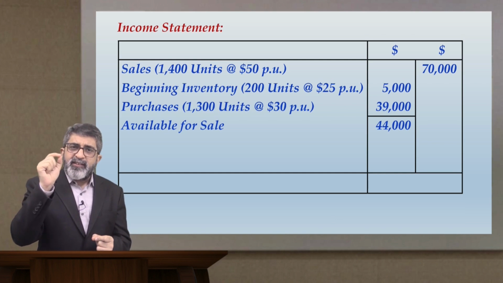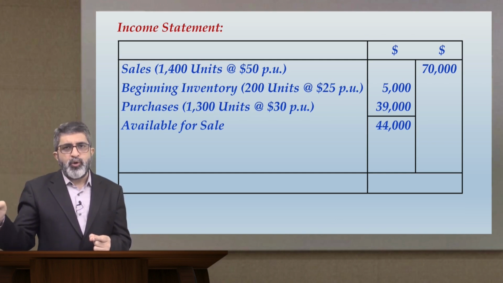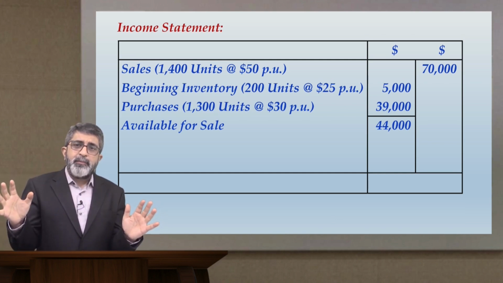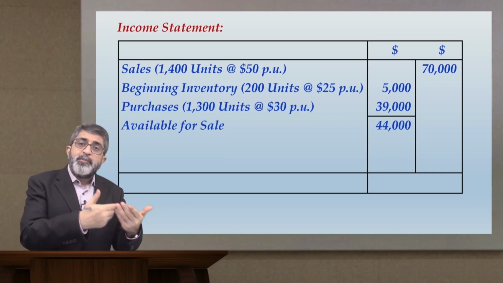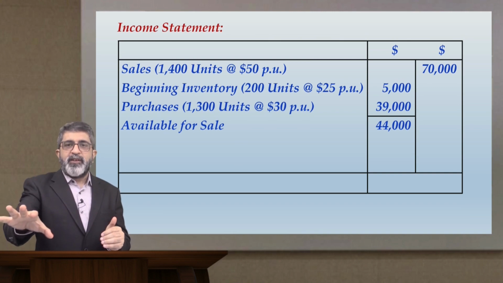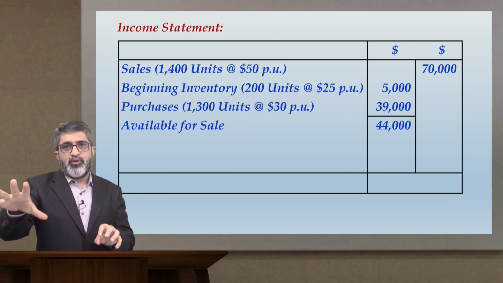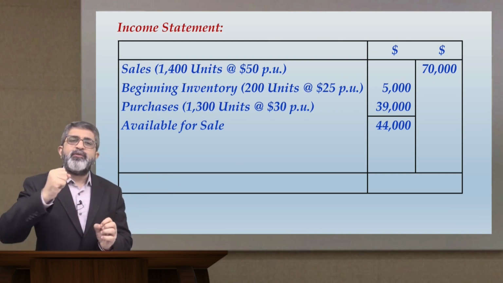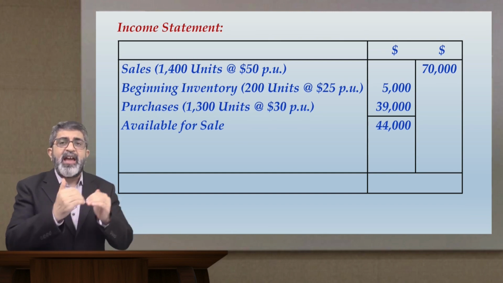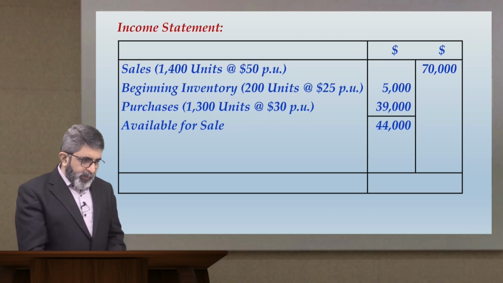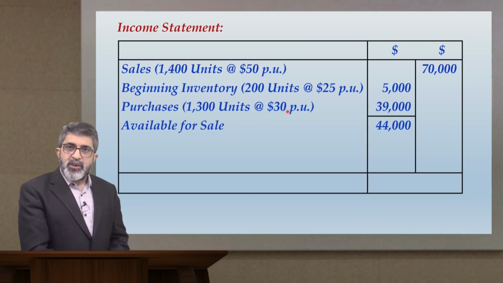FIFO. It indicates first in, first out, which is a very fundamental method of inventory valuation. First in, first out. What was purchased first is sold first. So whatever remains is out of the later acquisition. So look at one thing. This is the beginning inventory. It was at $25 per unit, and these are the new purchases made at $30 per unit.